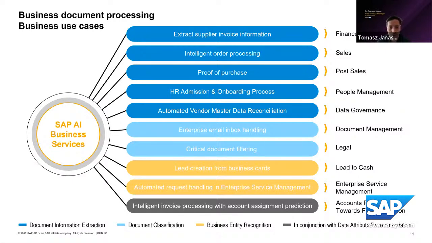Another area is document management, obviously, for example, for managing large amounts of critical documents in legal departments. Another very critical example is in shared service centers, where the clerks or agents receive thousands of email requests daily. Here you can apply business entity recognition to extract relevant entities out of those emails.